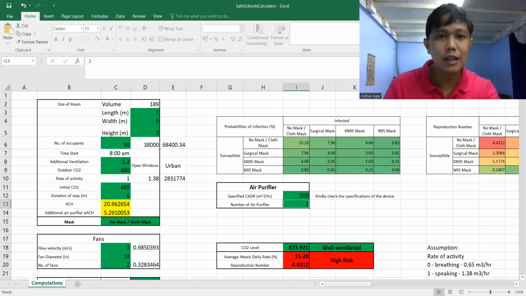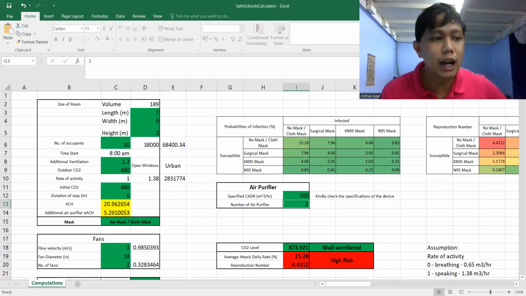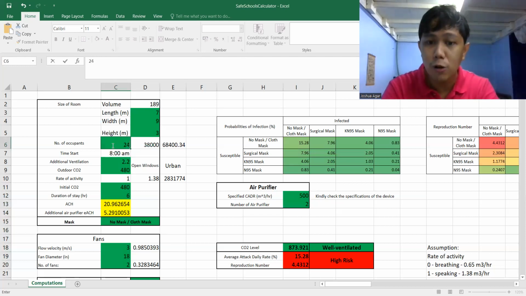And other than that, we now use the other layers of intervention, particularly administrative intervention. So what are you gonna do in administrative intervention? You control how the people behave within the classroom, or you control other parameters such as the number of occupants or social distancing, for example, the duration of stay within the classroom. So if we reduce, for example, the number of occupants, instead of 30, we reduce that to 24, the reproduction number decreases, and also the CO2 level also decreases.